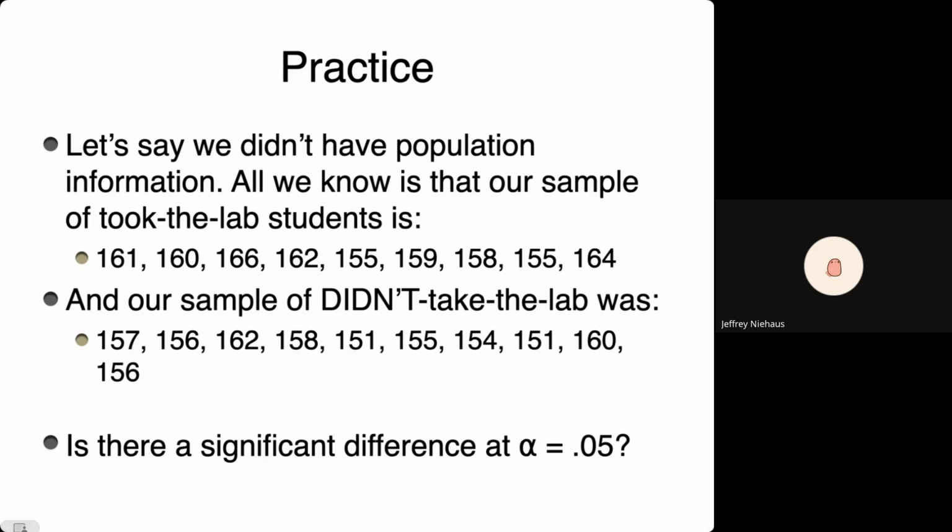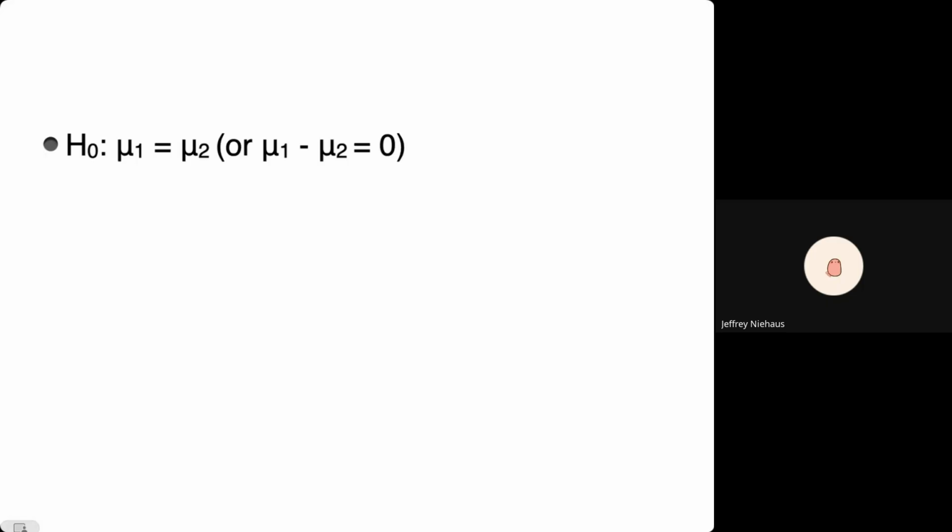So now we've taken 2 different groups of people and we're comparing them to each other. The first group had 9 people in it. The second group had 10 people in it. How do we set that up?